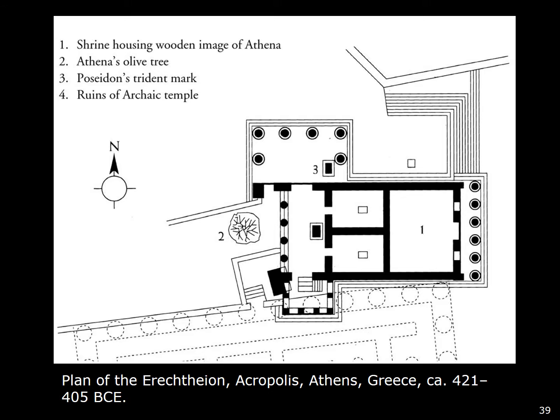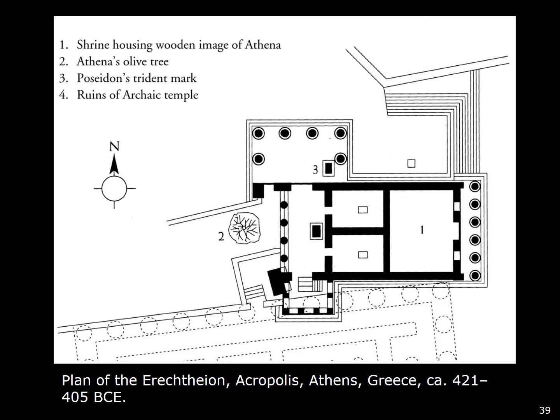Number one is a shrine housing a wooden image of Athena. This is on a spot where Poseidon's trident marked. You'll see number 3. Poseidon struck the earth with his trident, and he smote a rock to bring forth a spring of seawater. This was in his contest with Athena for the city's loyalty.